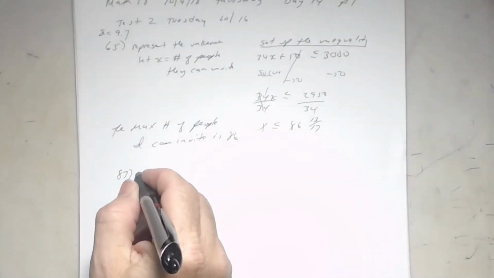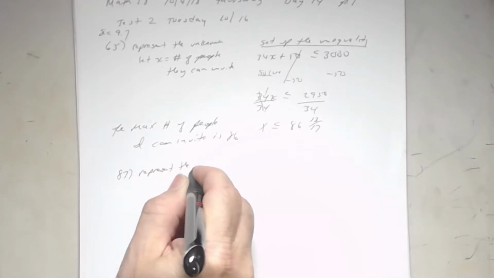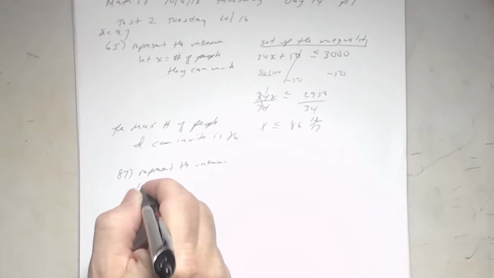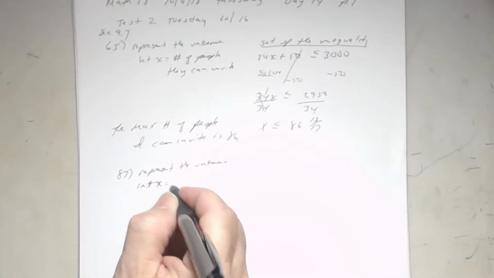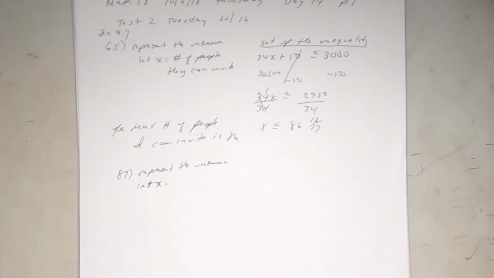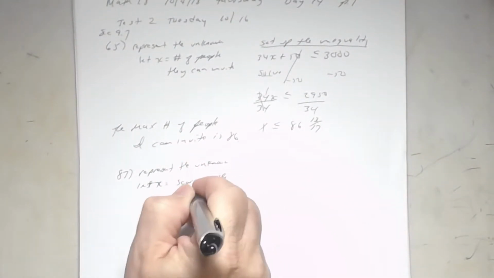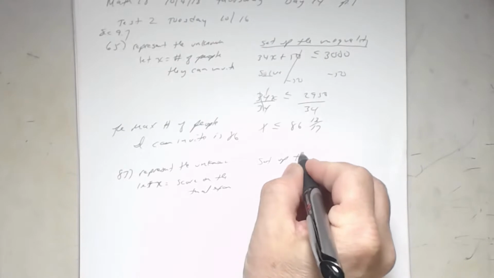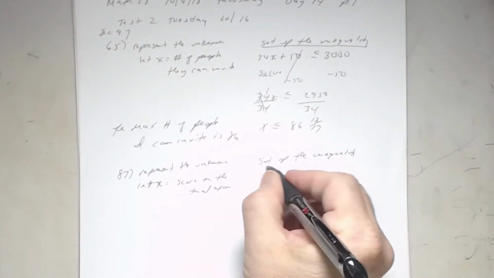All right, so you're going to represent the unknown. You can let x equal, and what are you trying to find here? The grade on the final exam, so the score on the final exam. All right, now let's set up the inequality. There are 3 test scores and then a final, correct? So you want the average to be what grade? 80. A B is at least an 80, correct?